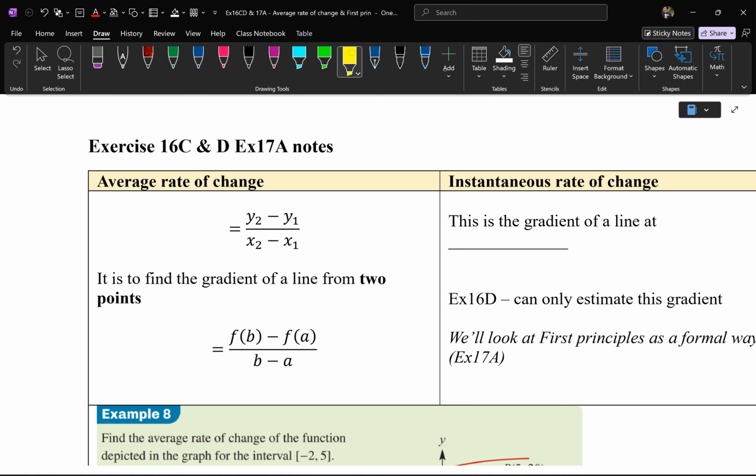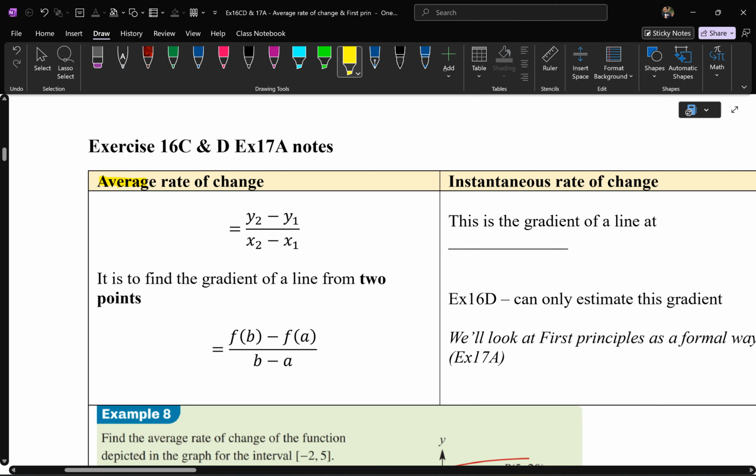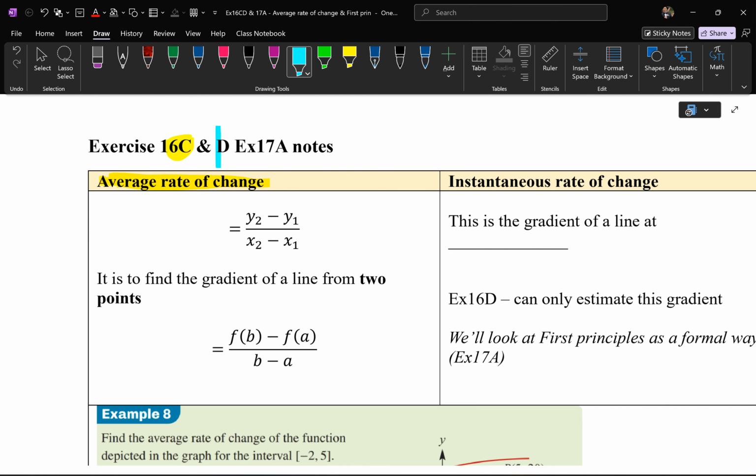16C, you just need to understand a couple of terms. Average rate of change. 16D is to understand the difference between average rate of change and instantaneous rate of change. What are they? In a nutshell, average rate of change is kind of like just the gradient. It's another word for the gradient.